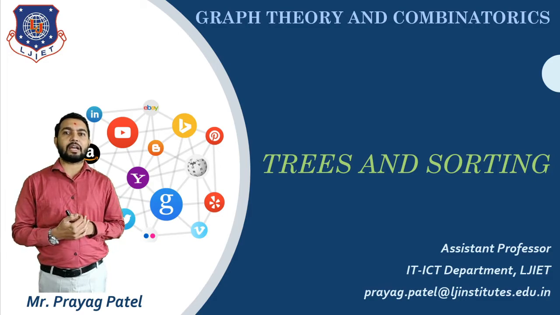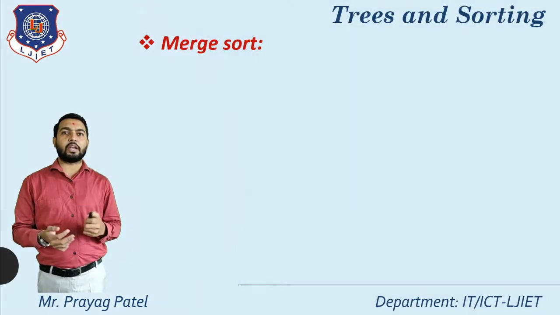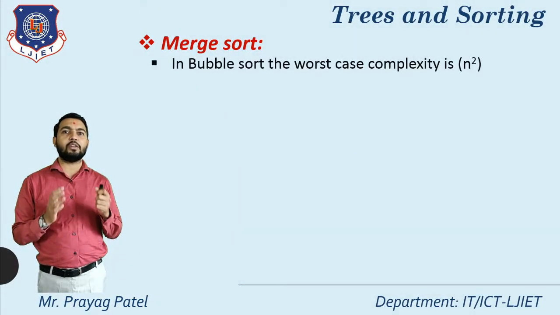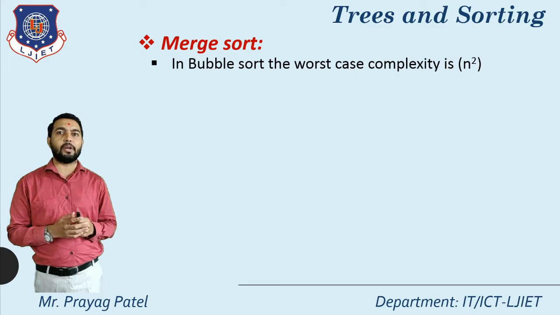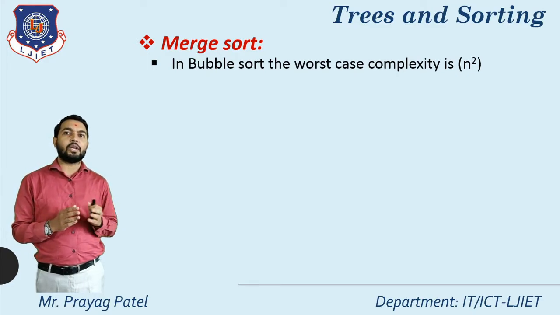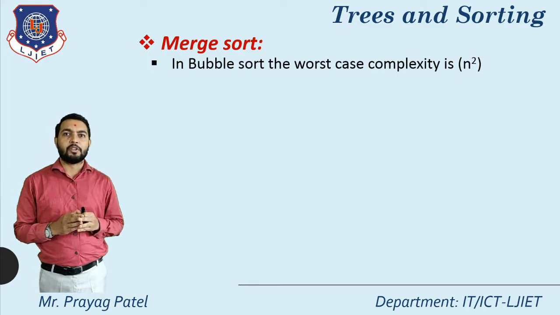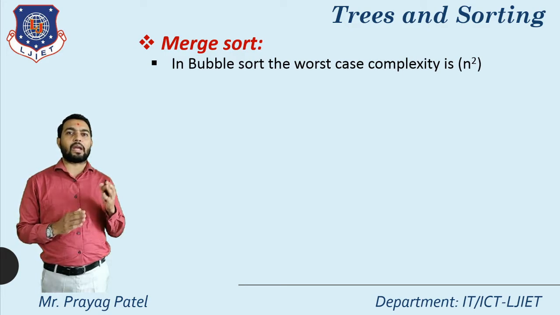Now in today's video lecture, I will discuss trees and sorting. So we already know the sorting algorithms, but what is the use of the tree in sorting algorithms? It is a main fundamental. For example, in bubble sort, the worst case time complexity is n square.